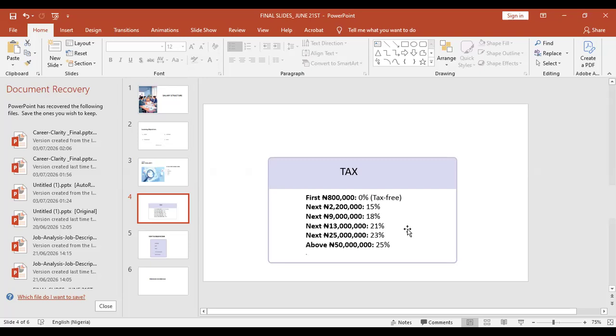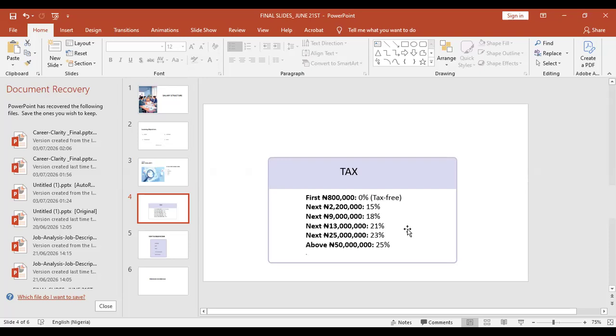Yes, Mrs. Miriam, please. Sorry to cut you. I just want to remind you about the tax. When you were teaching us payroll, you mentioned that you're going to teach us how to calculate tax. Just a reminder. Yes, thank you. We have started now.